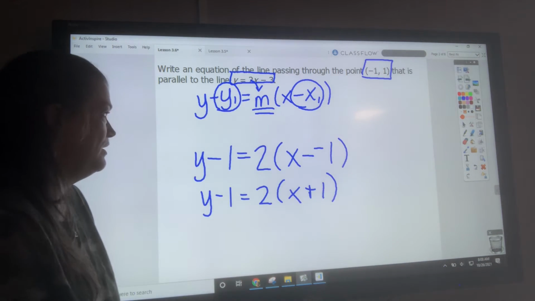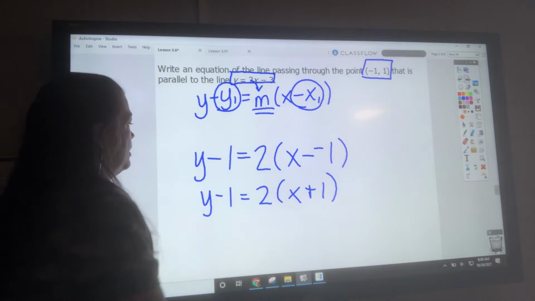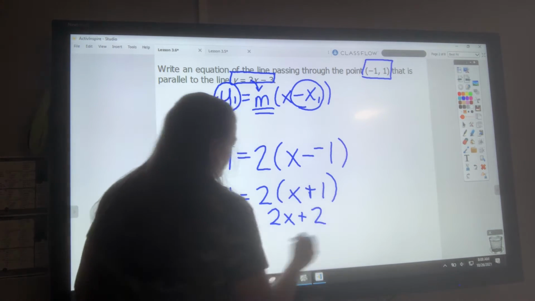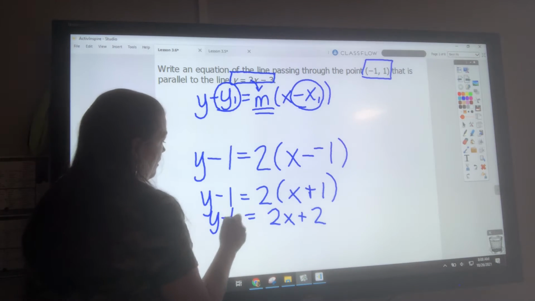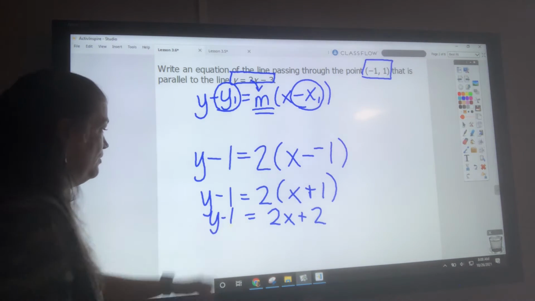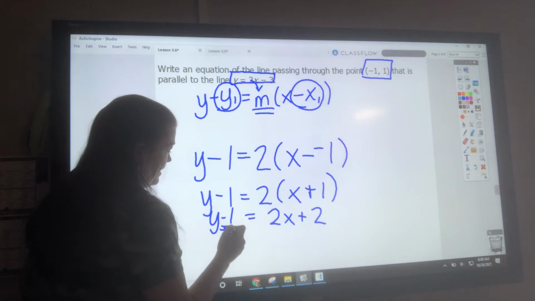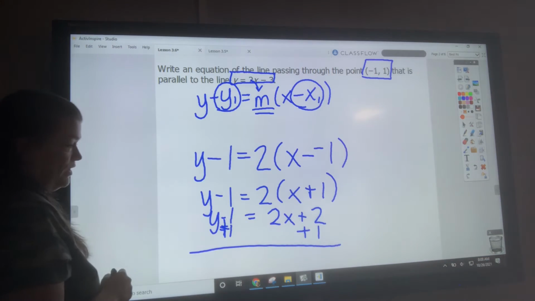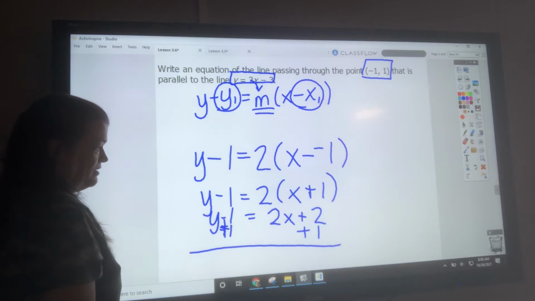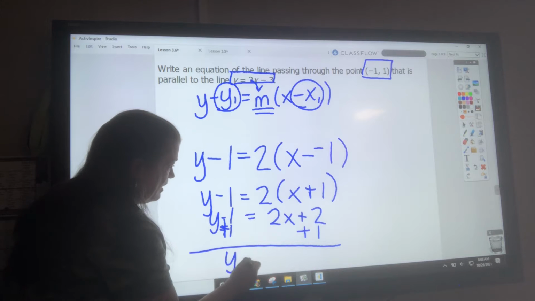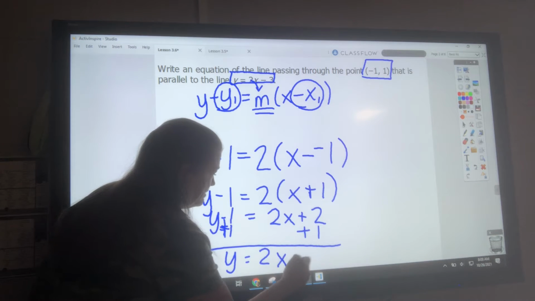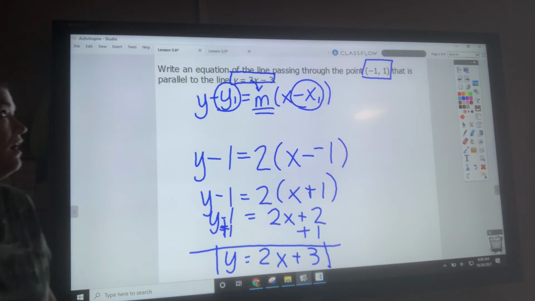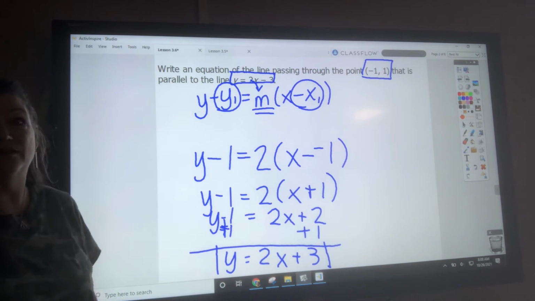Now what we need to do is distribute 2 times x and 2 times 1. And then the last step is to add 1 to both sides. Add 1 to both sides so that it is in the form y equals mx plus b. So this is our slope-intercept form of an equation of a line. That's how you do it.